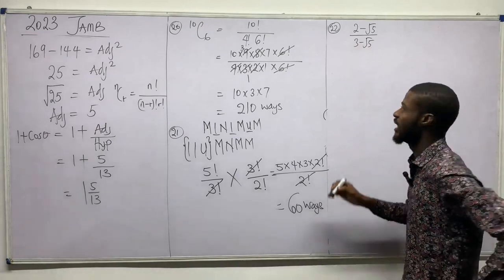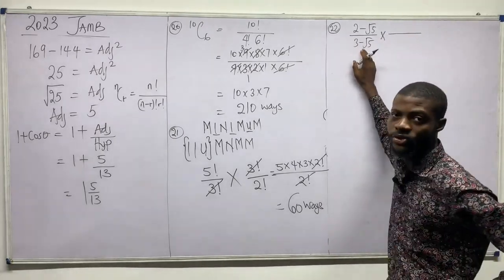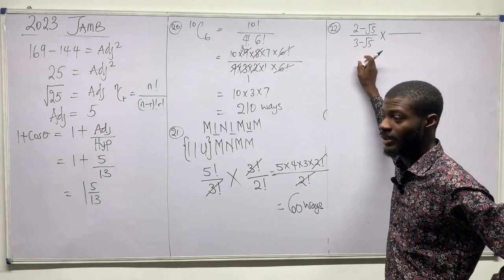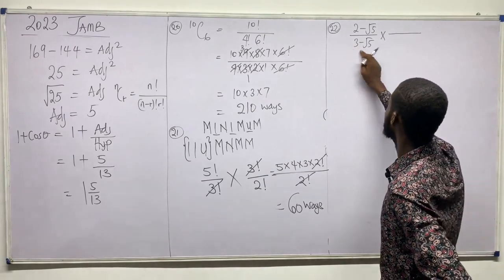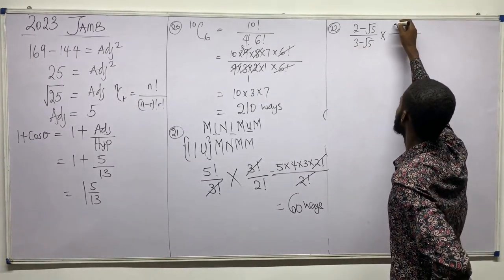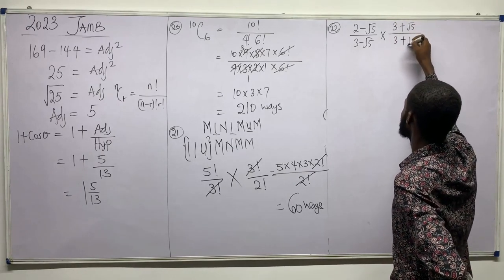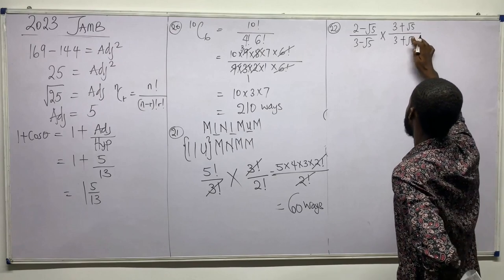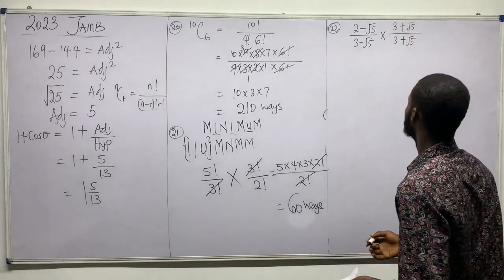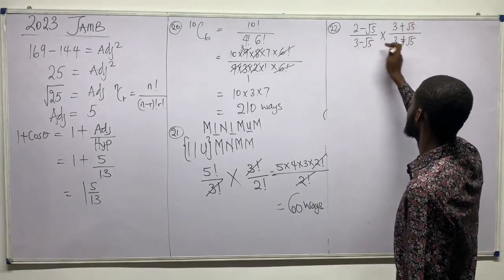How do we rationalize? Multiply numerator and denominator by the conjugate of the fraction's denominator. Well, that sounds like a lot of things, but it's very simple. The denominator here is 3 minus root 5. So what becomes the conjugate? It becomes 3 plus root 5. Multiply by the same thing, the same thing. Now, what will be the next thing I'm going to do here? I'm going to simply multiply my normal way. So this with this, this with this.